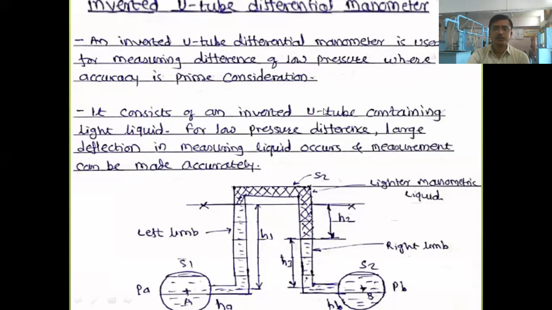Now we want to derive the equation for finding the pressure difference, that is PA minus PB or PB minus PA. What will be the equation? The procedure for deriving this equation is similar to the previous U-tube differential manometer. The notations are the same here: S1, S2, S3, H1, H2, H3. These are the notations we have used.